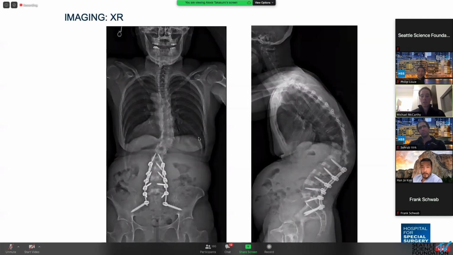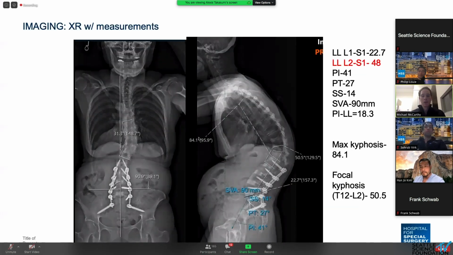So this is actually how she presented to us. Again, she was presenting with back pain, her cosmetic deformity itself, but more so the neurogenic claudication symptoms she was having with walking. You can see the focal deformity right above her prior construct, about 50 degrees. Her global kyphotic deformity is about 84 degrees.